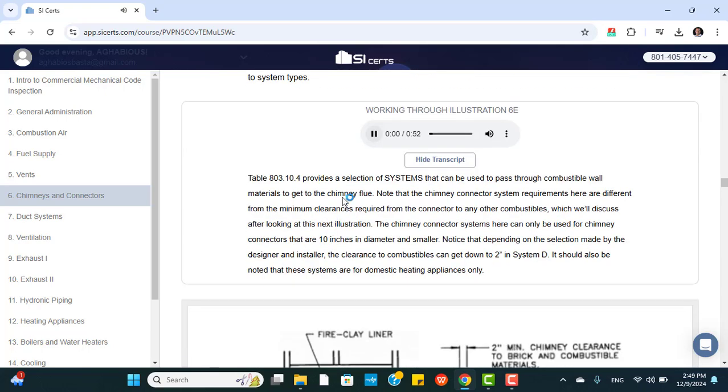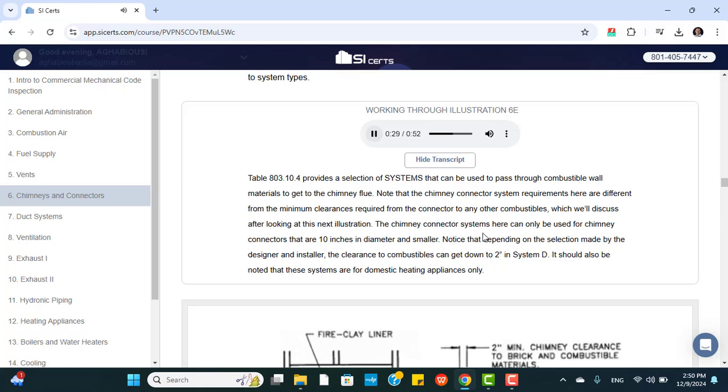Working through illustration 6E, table 803.10.4 provides a selection of systems that can be used to pass through combustible wall materials to get to the chimney flue. Note that the chimney connector system requirements here are different from the minimum clearances required from the connector to any other combustibles, which we'll discuss after looking at this next illustration.